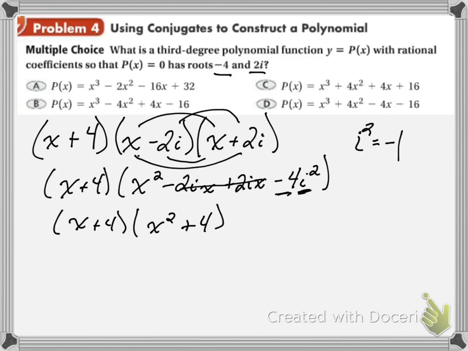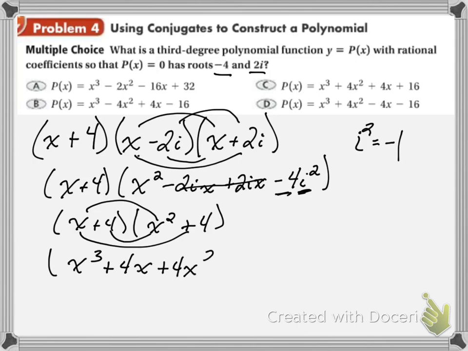Go ahead and FOIL again. First is x cubed. Outer is positive 4x. Inner is positive 4x squared. Last is positive 16. Now, you would go ahead and combine like terms, but there's nothing to combine here. So I got x cubed. Right in standard form, the next thing should be 4x squared plus 4x plus 16.